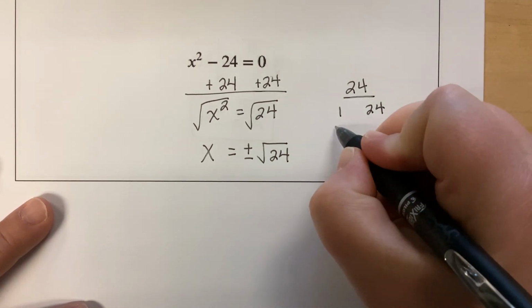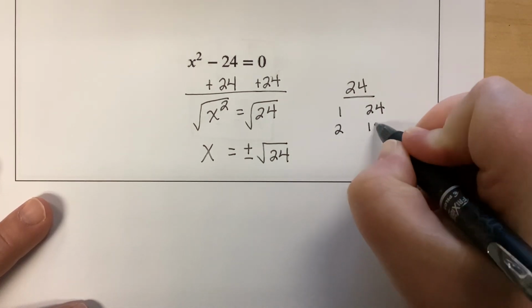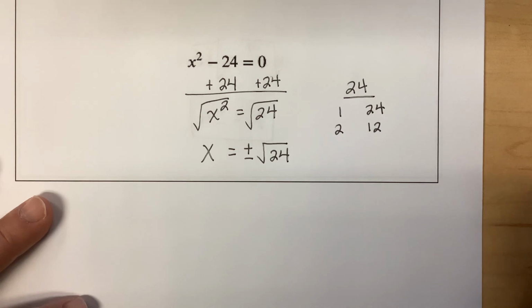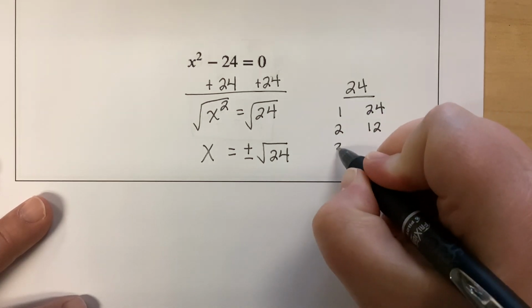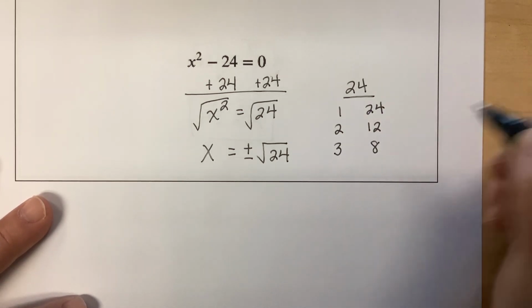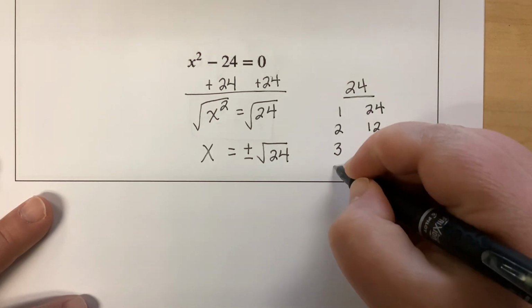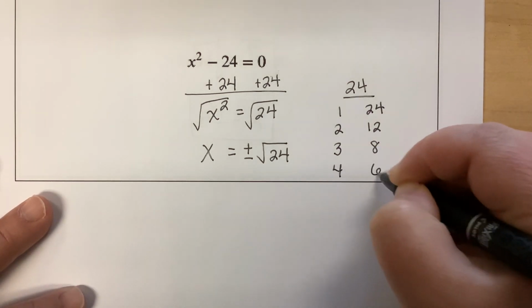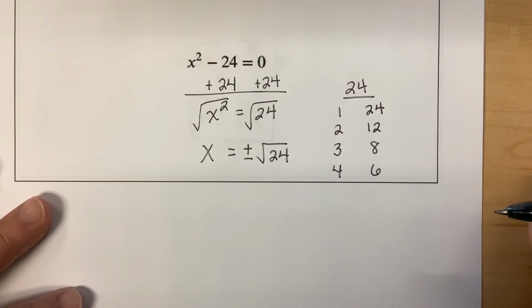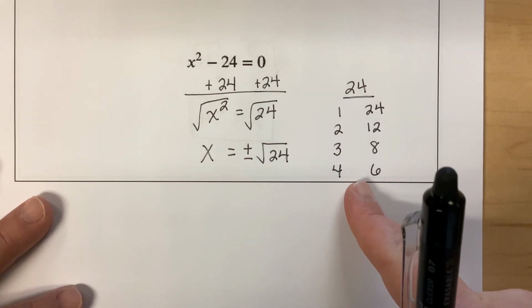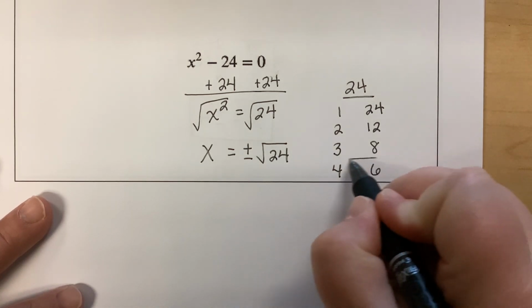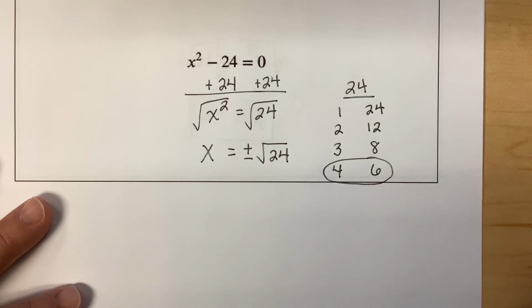It is divisible by 2. 2 times 12 gives us 24, but that's not a perfect square. It's divisible by 3 times 8, which is not a perfect square. It's divisible by 4, which is 4 times 6. Now 4 is a perfect square, and the only number left to check is 5, which 24 is not divisible by. So these are the factors I'm going to use.